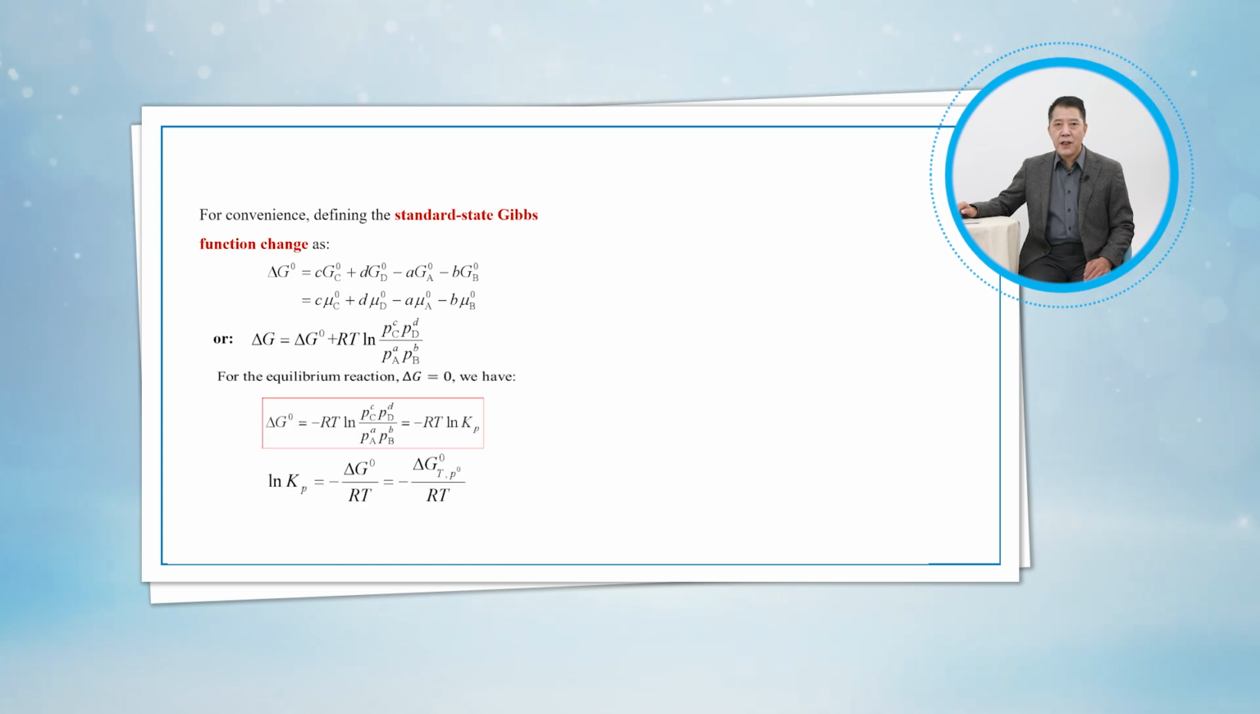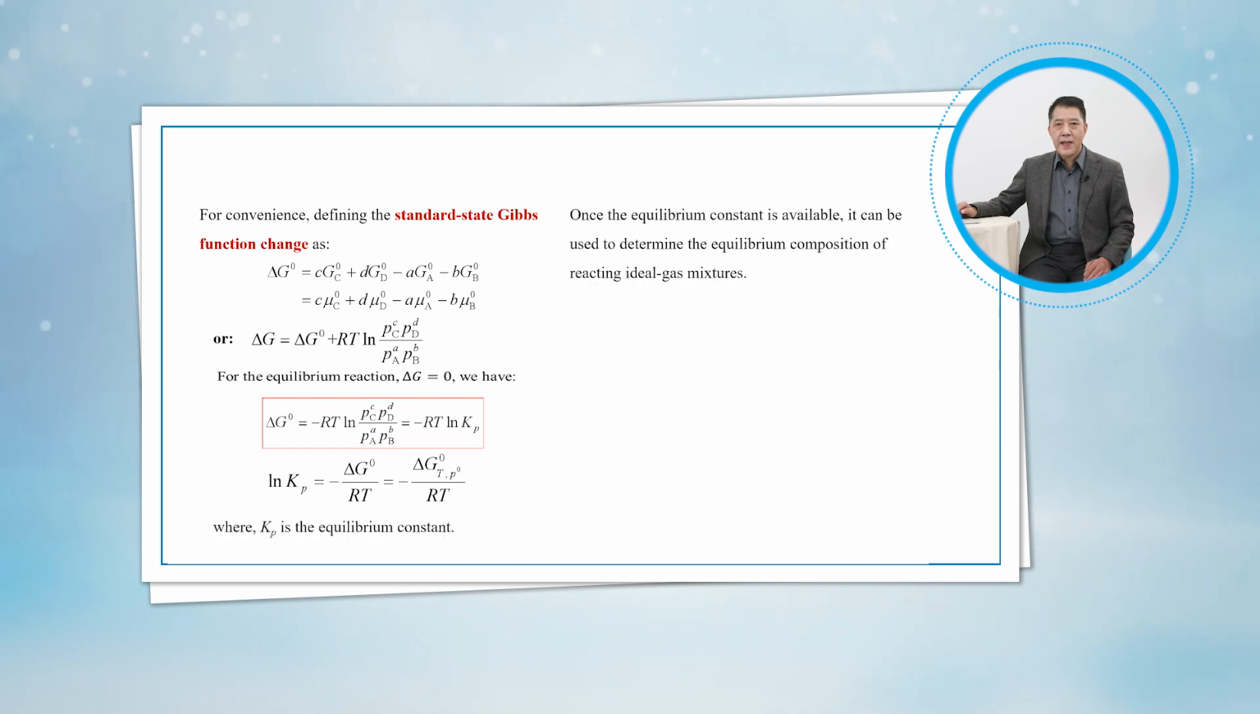For an equilibrium reaction, we have 0 Gibbs function change, and then, where Kp is the equilibrium constant. Once the equilibrium constant is available, it can be used to determine the equilibrium composition of reacting ideal gas mixtures.